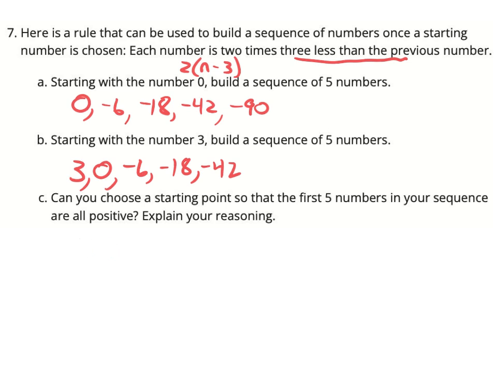5. 5 minus 3 is 2. 2 times 2 is 4. 4 minus 3 is 1. Oh, that doesn't work because 1 gives me negative. So let's go to 6. Sometimes you've got to make mistakes. 6 minus 3 is 3. 2 times 3 is 6. So the lowest number we could start with is 6. That was tricky.